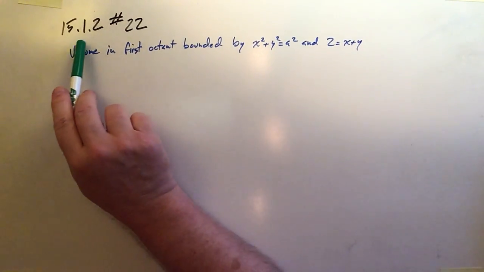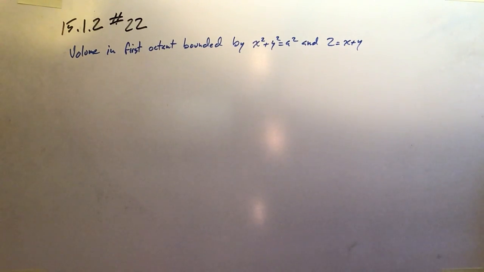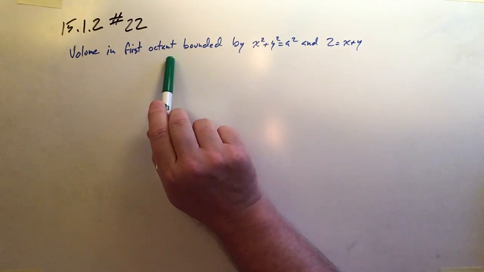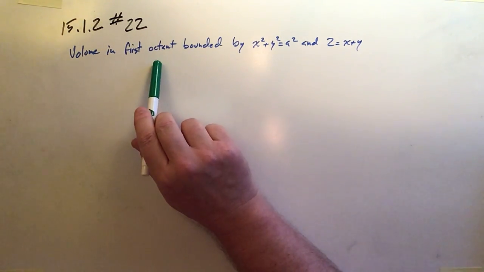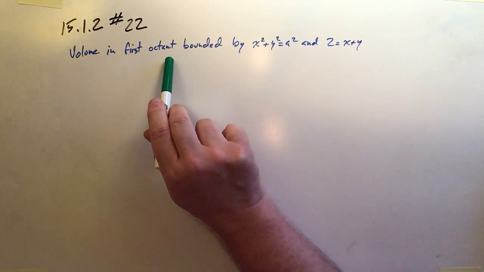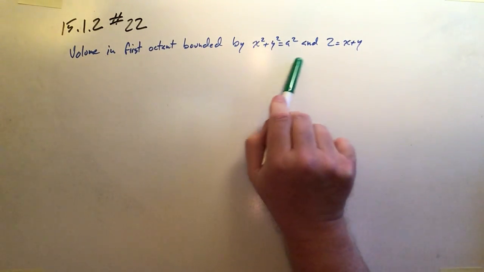Okay, this is 15.1.2, number 22, and it's the second of one of these applied volume problems. So we want to find the volume in the first octant. First octant just means it's a little bit like the first quadrant where x and y are both positive. The first octant for a 3D graph is where x, y, and z are all positive. And then it'll be bounded by these two curves.